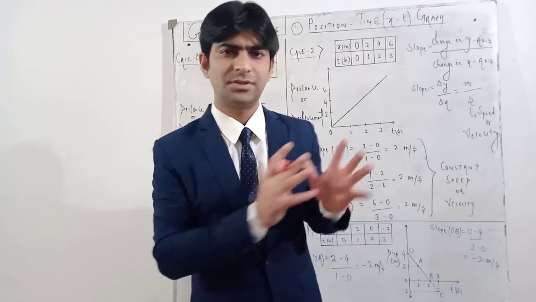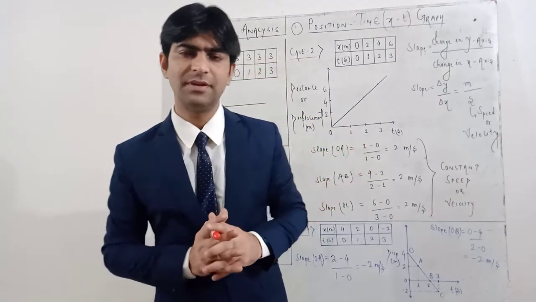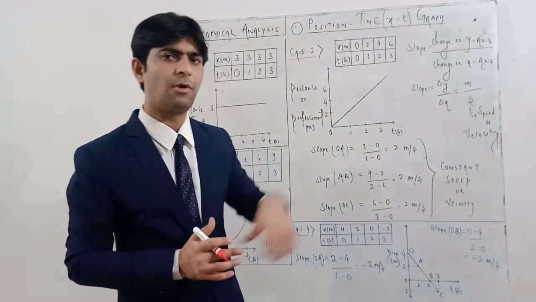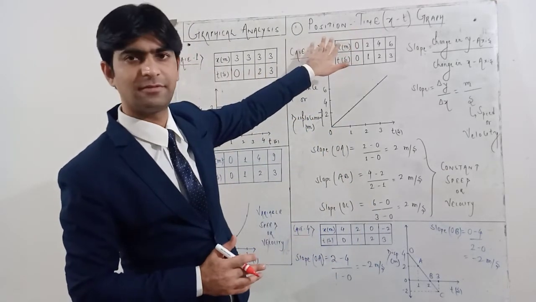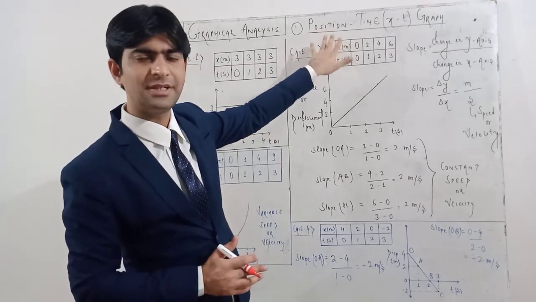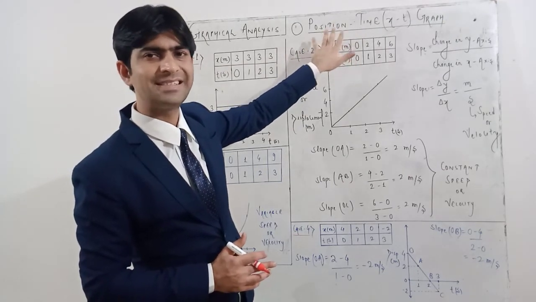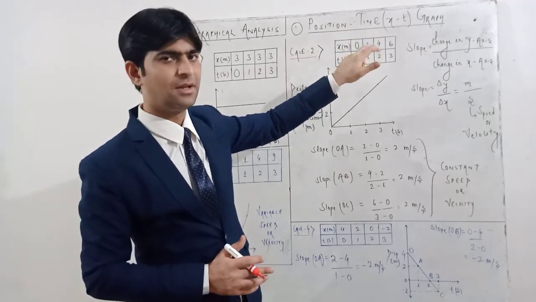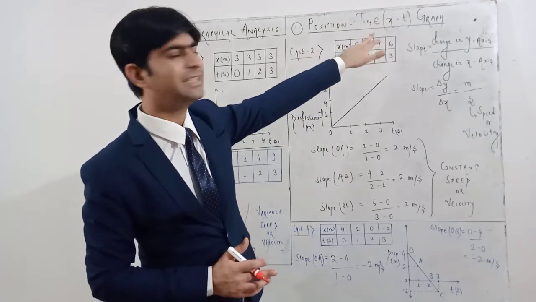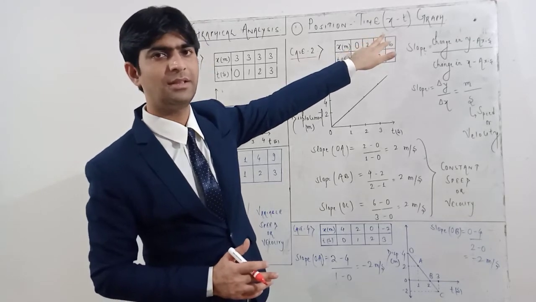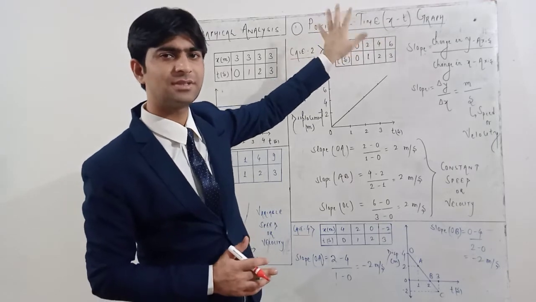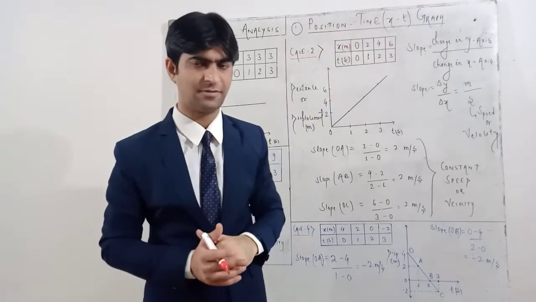Okay, so let us start with our next topic, the graphical analysis, and the first category we are going to have is the position time graph. When I say position here, the position means distance time graph or displacement time graph. It can also be termed as XT graph. Here I have written, this can also be termed as XT graph. So the first category we are going to discuss is the position time graph.